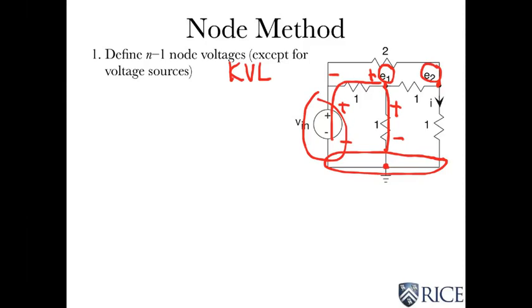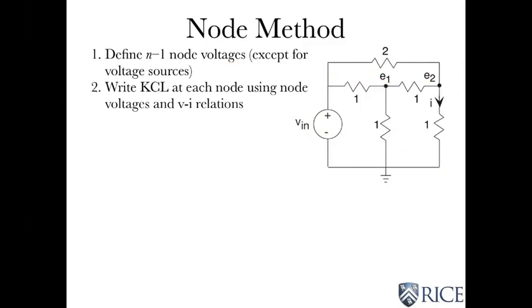We've used KVL. So the next thing we're going to do is use KCL at each node, and we're going to write the KCL equations using the node voltages and the VI relations all at once. So that uses up all the tools that we need. We know that defining node voltages uses up KVL. We're going to write KCL, and use up the VI relations while we do it. So how do we do that?